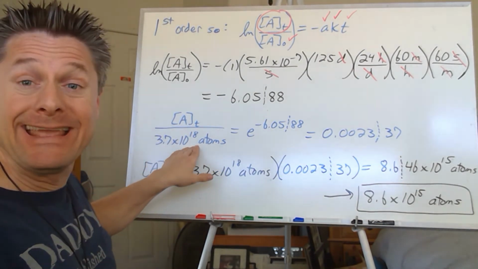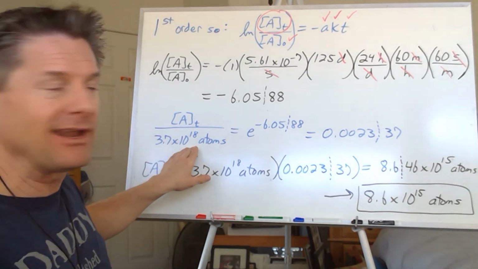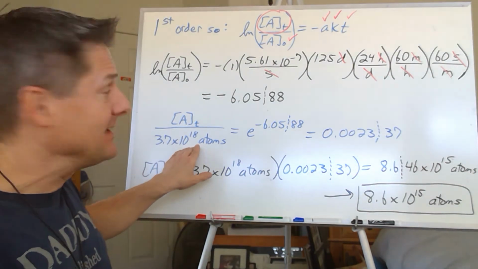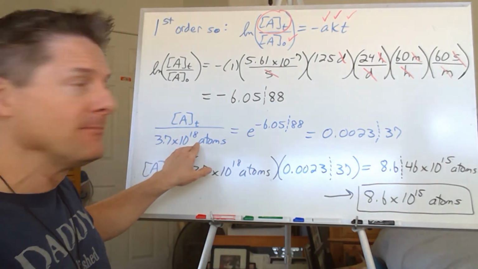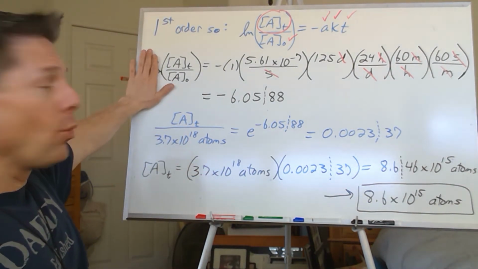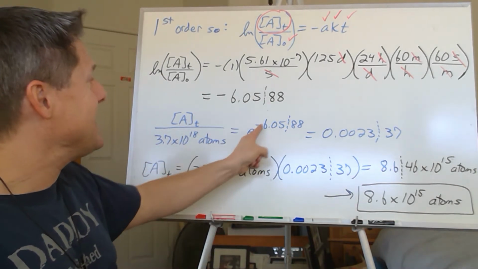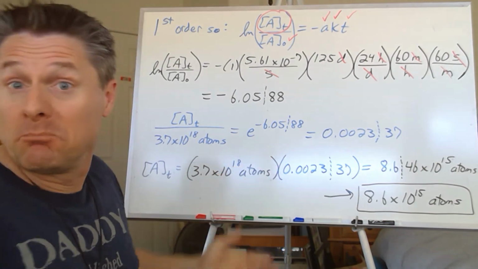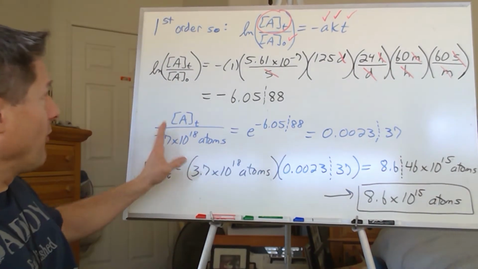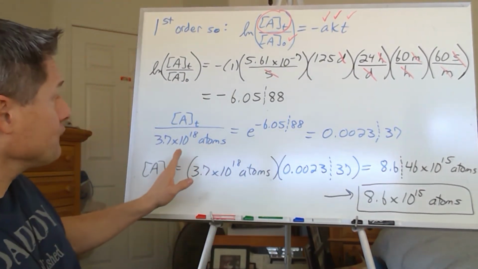And I plugged in the initial concentration, 3.7 times 10 to the 18th atoms. So it just wipes out the logarithm term. And then you have to take e to the x on this side, so I'll get e to the negative 6.0588. All right, pretty straightforward. That's how you get rid of the log term.